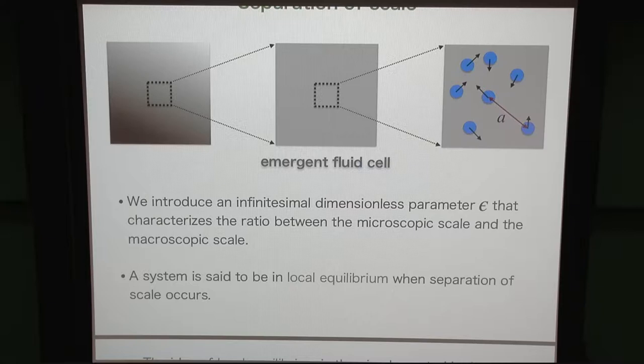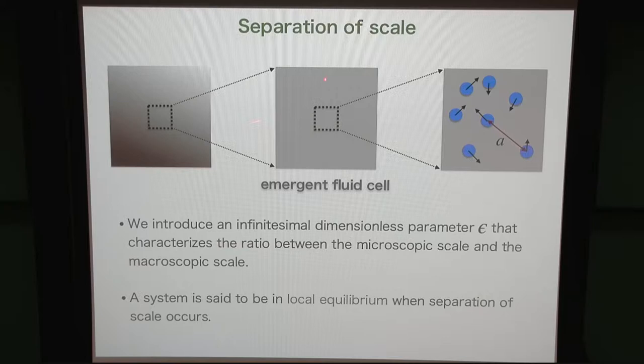So let me start with this topic. When I want to apply the hydrodynamic approach, there is always a situation that I have in mind, which is simply that the system has to be varying in a smooth fashion compared to the microscopic scale, like the interparticle length or mean free path. So let's imagine that our system is varying in a smooth fashion like this picture. And there is an emergent scale that we call a cell that looks nearly homogeneous.